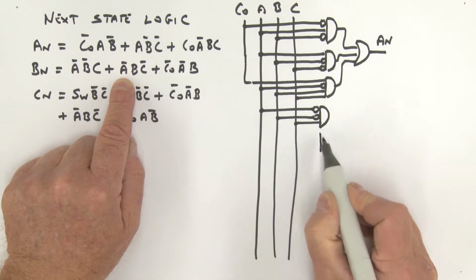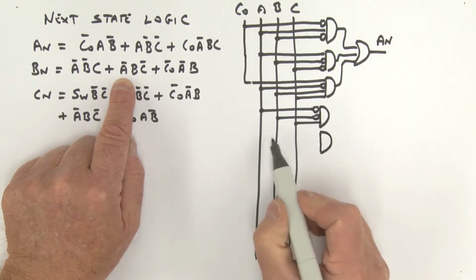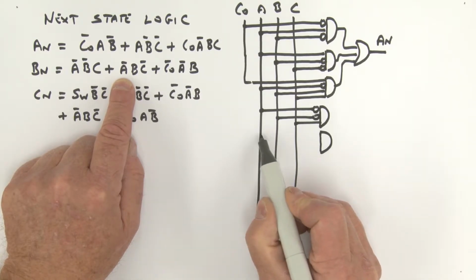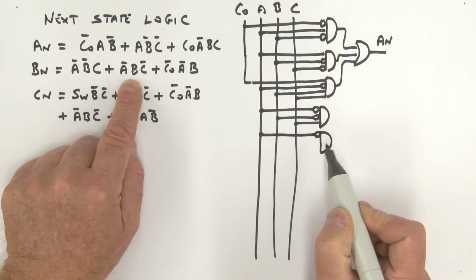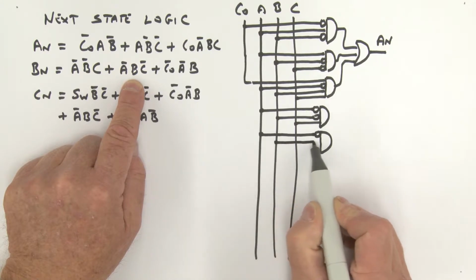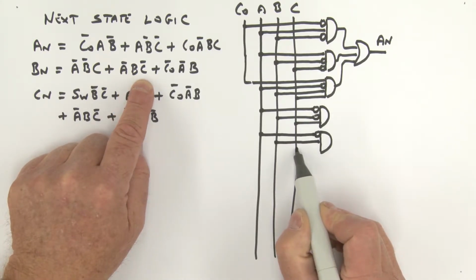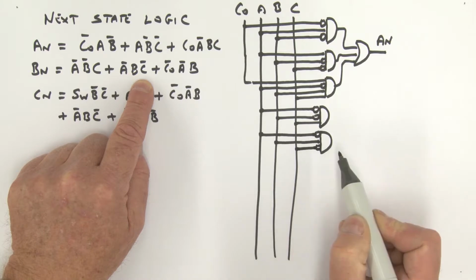Okay, next product term. Here we go. What have we got? We've got A bar. So grabbing A, feeding in, bubble it. That gives me A bar. Then we've got B coming in, and we've got C bar coming in. So I'll bubble that one too.